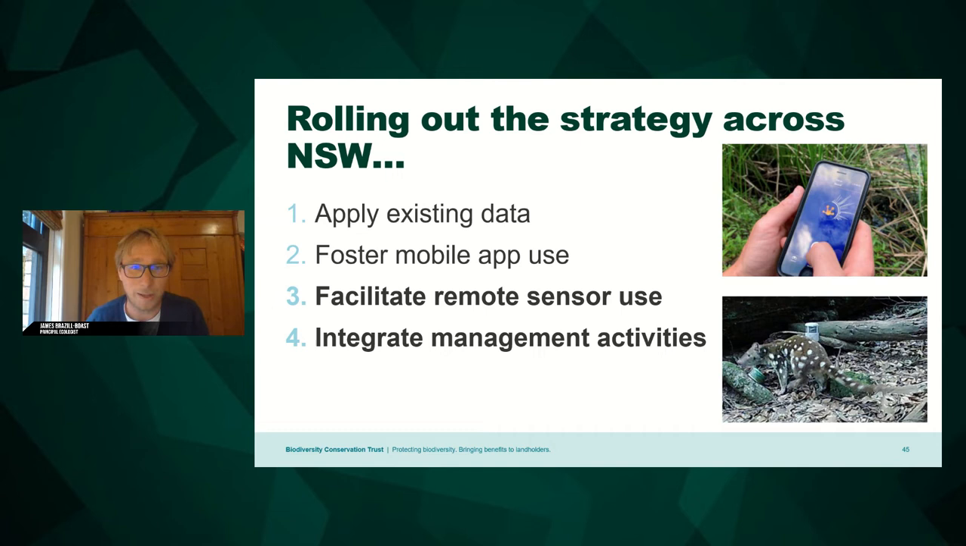And also integrating management. So how do we learn about our management of biodiversity, and how do we learn how to improve it? How do we understand what the impacts are of things like doing more sustainable grazing or planting or any of these activities we might do? How do we learn if they're working and how do we learn to improve them?